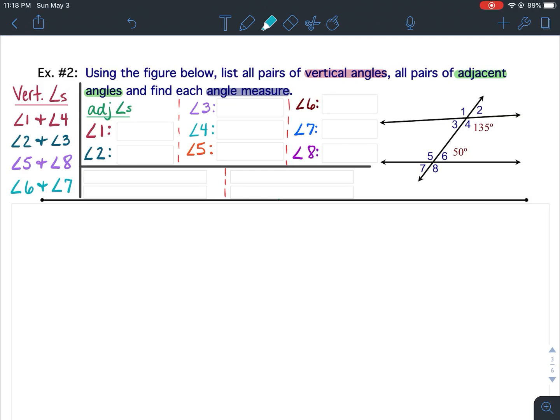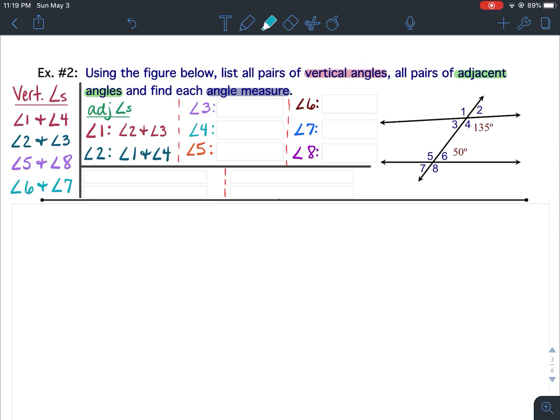All right, adjacent angles. Remember, adjacent angles are side by side. So angle 1 is side by side with angle 2 and side by side with angle 3. Therefore, angle 1 is adjacent to angle 2 and angle 3. Angle 2 is side by side with angle 4 and side by side with angle 1. Therefore, angle 2 is adjacent to angles 1 and 4.